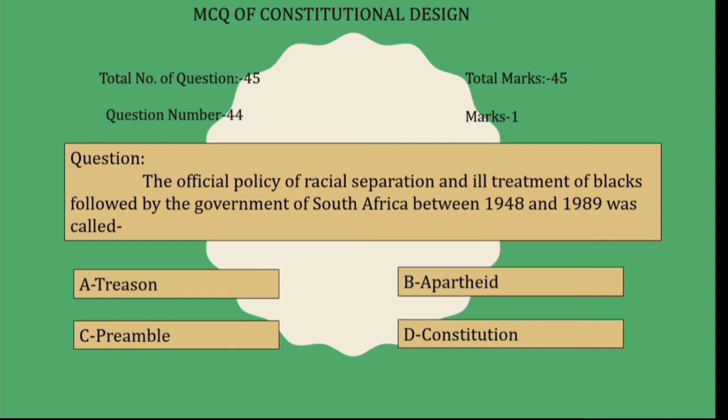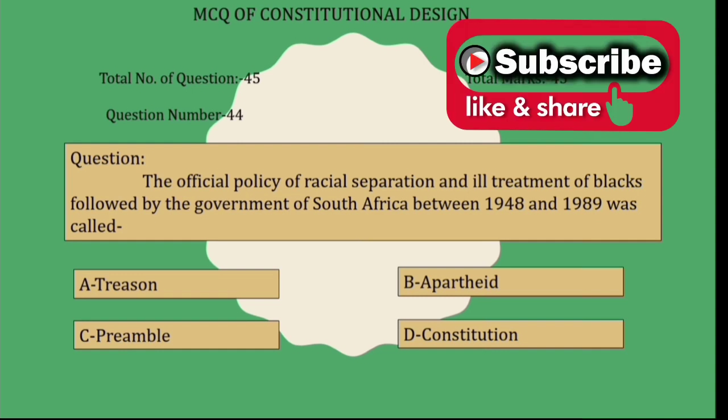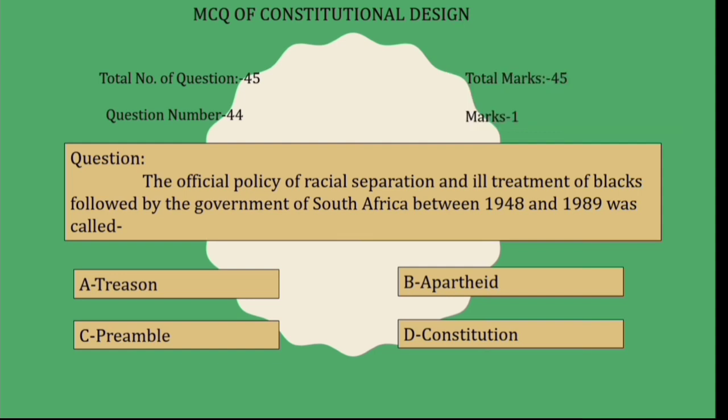Question 44. The official policy of racial separation and ill treatment of blacks followed by the government of South Africa between 1948 and 1989 was called: option A. Treason. B. Apartheid. C. Preamble. D. Constitution. Correct option is B. Apartheid.